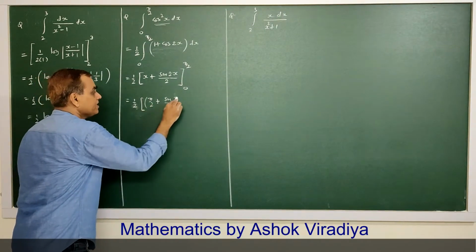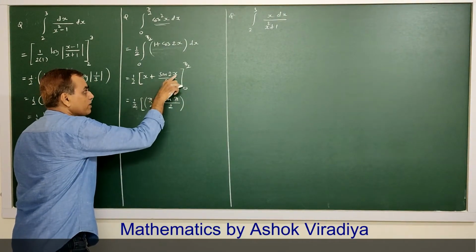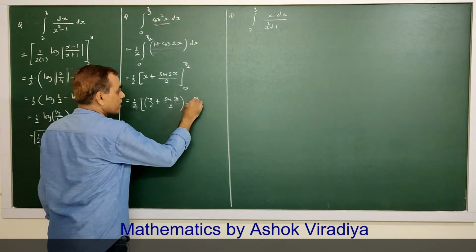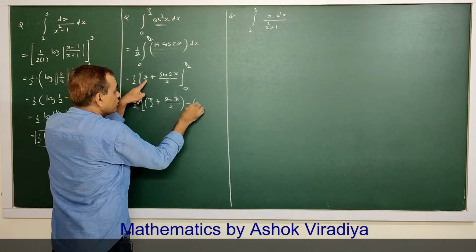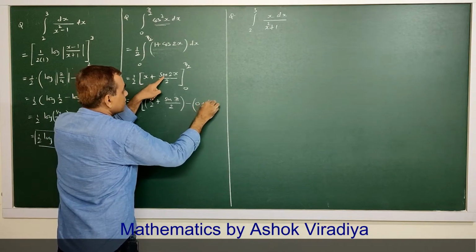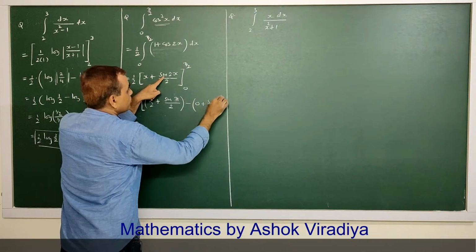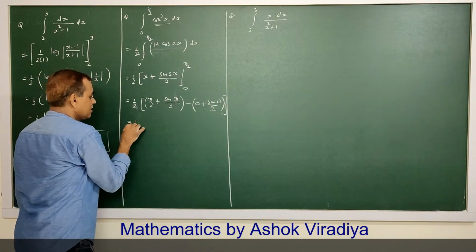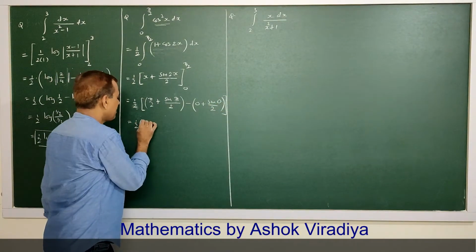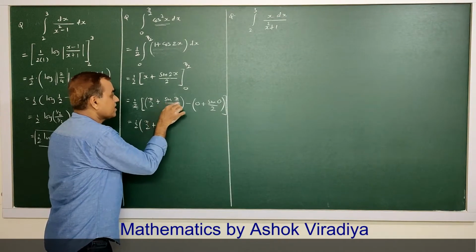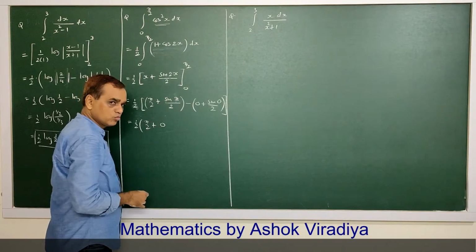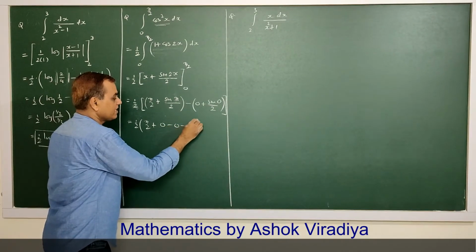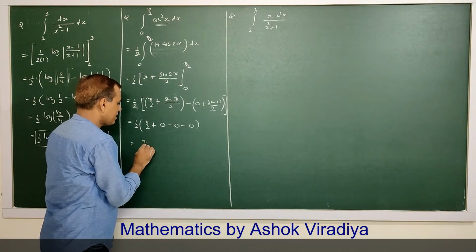So the upper limit is taken. Here 2 into pi by 2 is pi, as it is, minus lower limit. Putting here 0: 0 plus sin 0 by 2. That is 1 by 2 into pi by 2 plus sin pi, which is 0. This value is also 0. So everything is 0, and this is pi by 4.